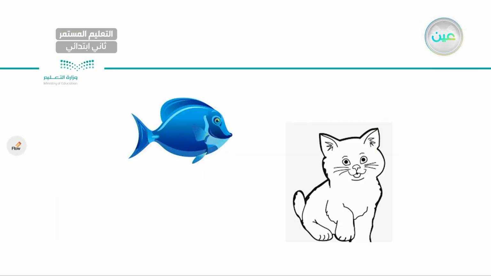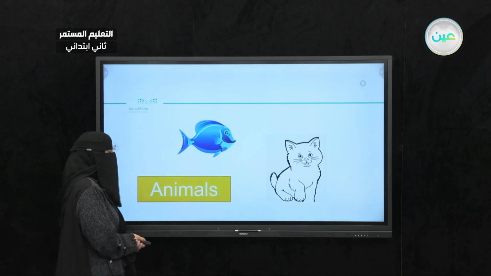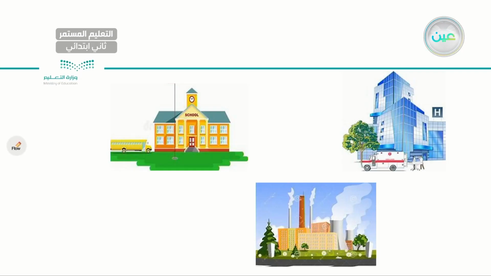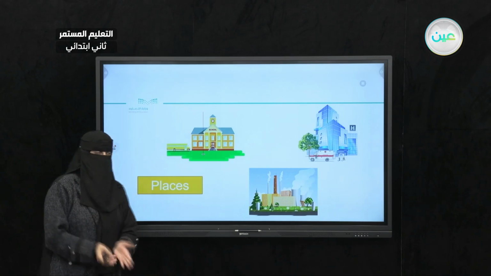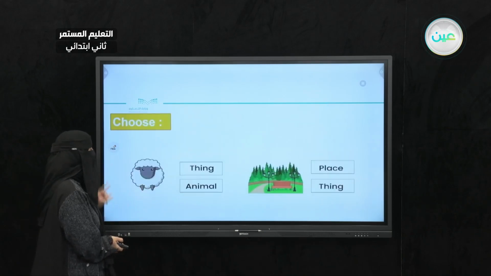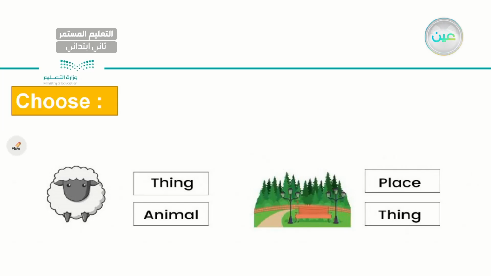Here I have a cat, a fish. I have animals. Very good. Now I have a school, a factory, a hospital. These are places. So all these categories are considered to be nouns, okay? They are all nouns. Now, help me out to identify each picture.